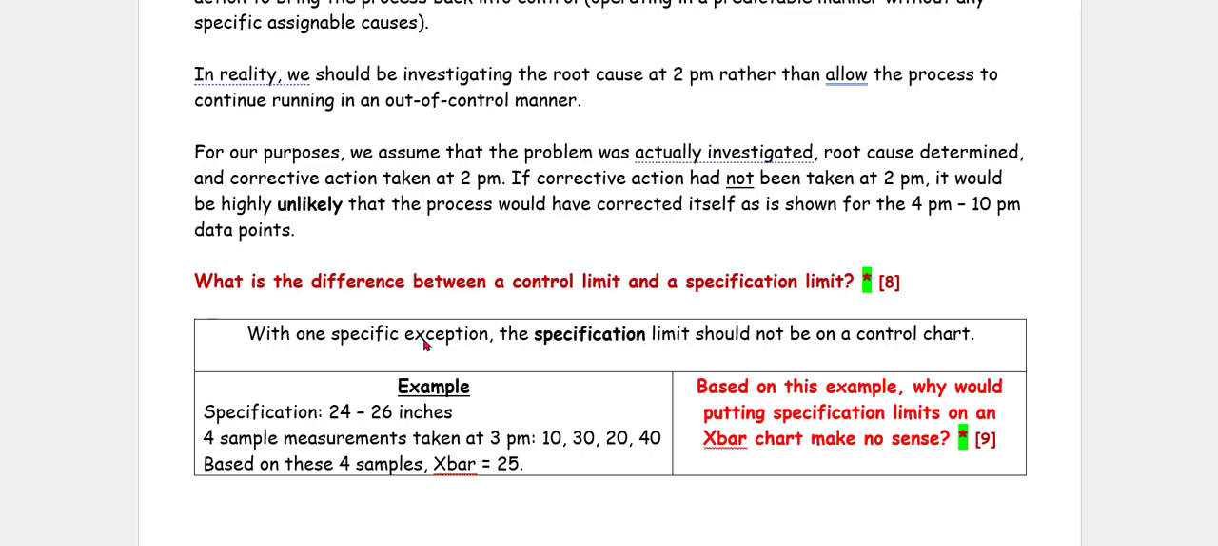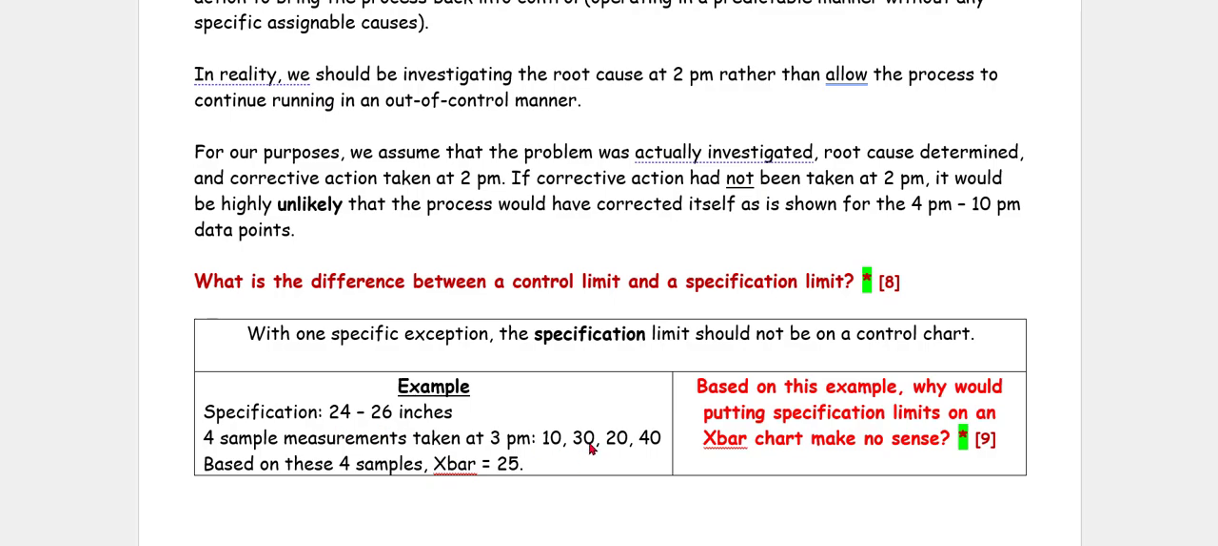With one specific exception, the specification limit should not be on a control chart, and we will not go into the specific exception in this course. An example, let's say our specification was 24 to 26 inches. 4 sample measurements taken at 3 p.m. were 10, 30, 20, and 40. Based on these 4 samples, X bar was 25. So the X bar, the average of these 4 readings, is within specifications.